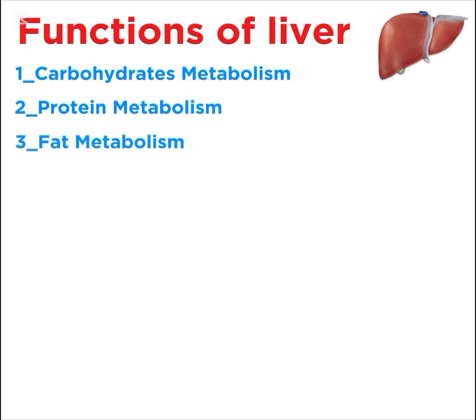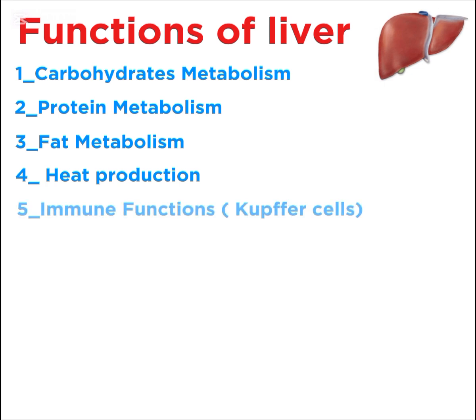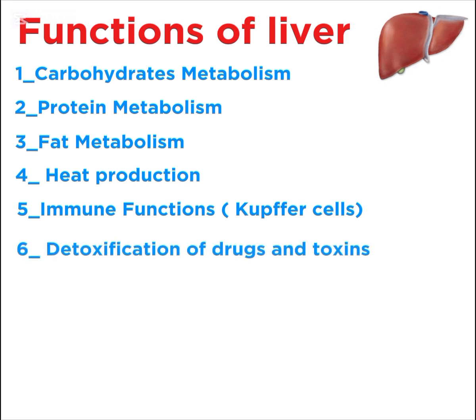Fat metabolism, which includes breakdown, oxidation of fat, and synthesis of fat from excess carbohydrates and proteins. Liver is the main site of heat production in the body because it has a high metabolic rate. Kupffer cells in the liver provide phagocytic and immune function. Liver detoxifies the drugs and other toxic substances.